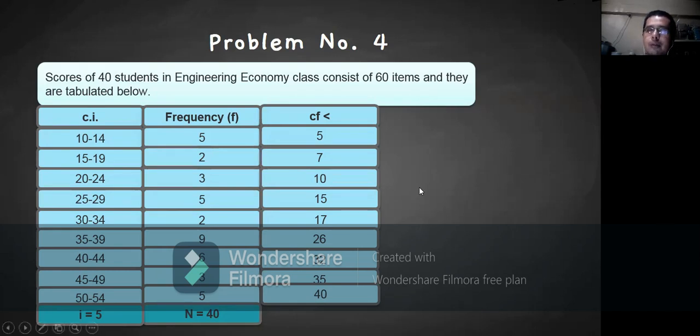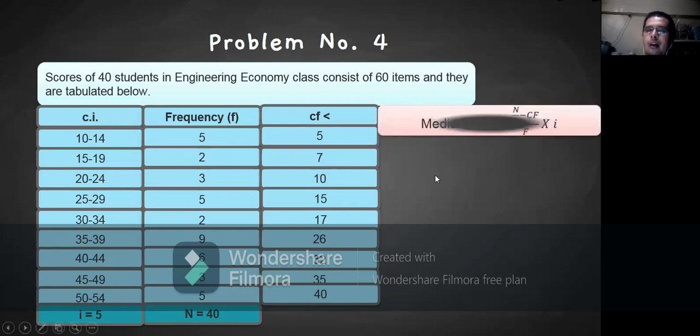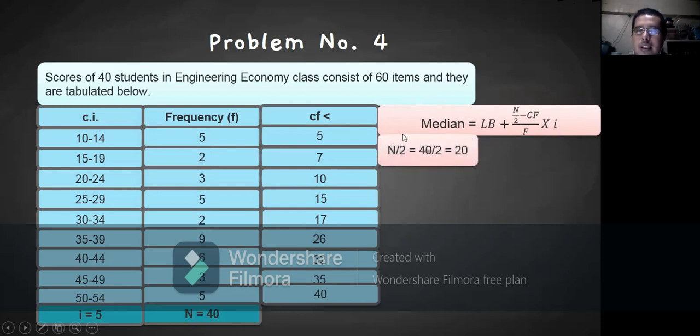Okay, so the formula for the median is lower boundary plus n over 2 minus the cumulative frequency preceding the median class, divided by the frequency of the median class, multiplied by the class size. So the first step is n over 2. The total number of cases is 40, so 40 divided by 2 is 20.